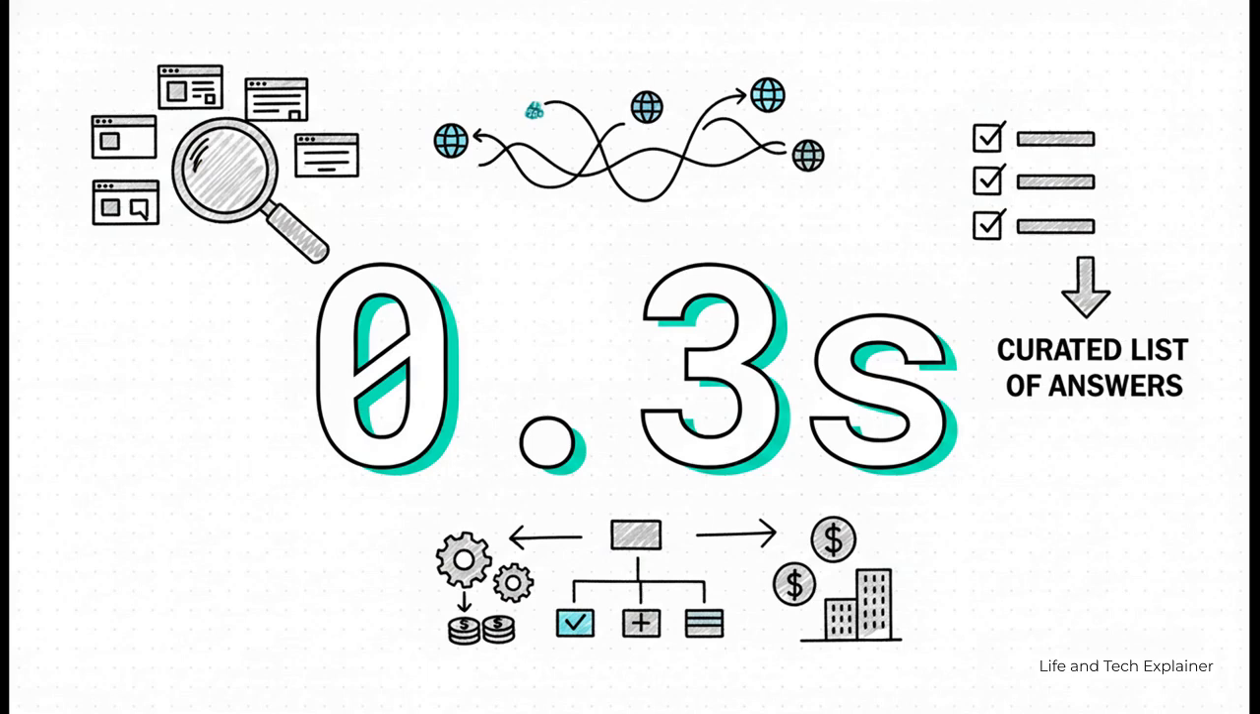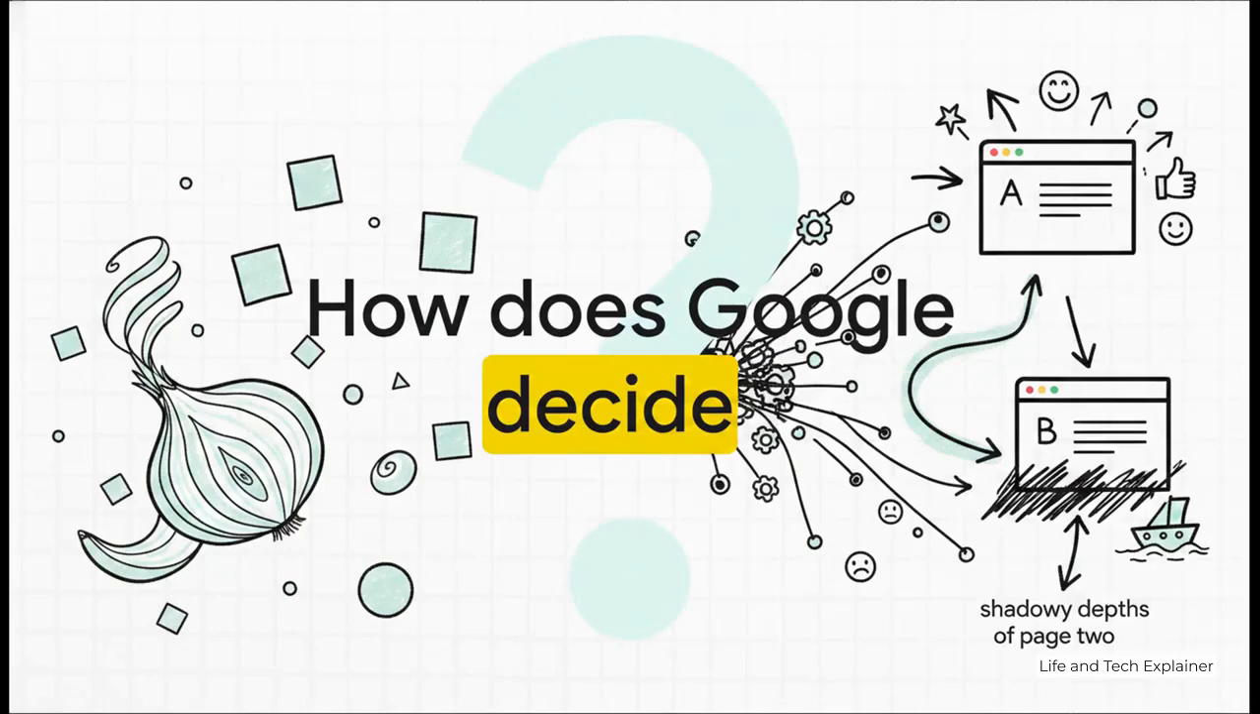The stakes of this mathematical scale behind the scenes are just immense. Billions of dollars, thousands of businesses, and the entire flow of global information rely on what happens in that tiny fraction of a second. Which brings us to the fundamental question we are peeling back the layers on today. How does Google decide? Out of a billion possibilities, how does it mathematically determine that website A should be ranked number 1, while website B is banished to the shadowy depths of page 2, where, let's be honest, nobody ever looks? Let's start peeling this onion and uncover the mystery of search rankings from the very foundation.